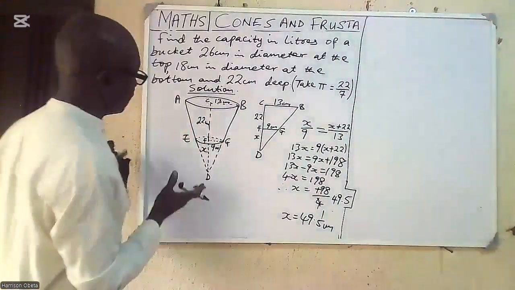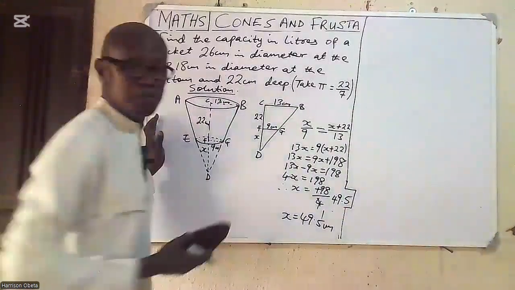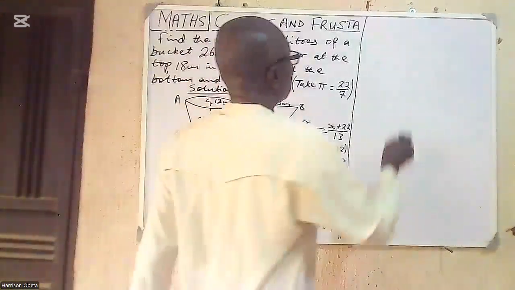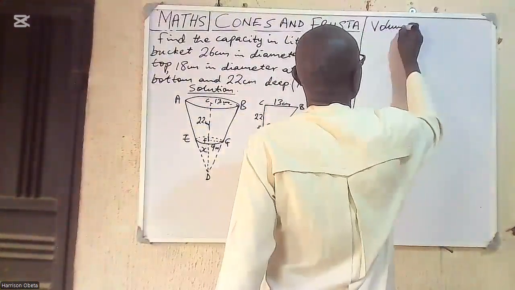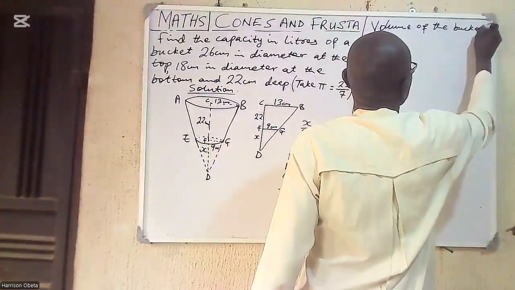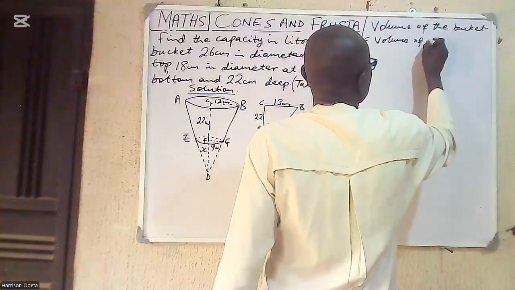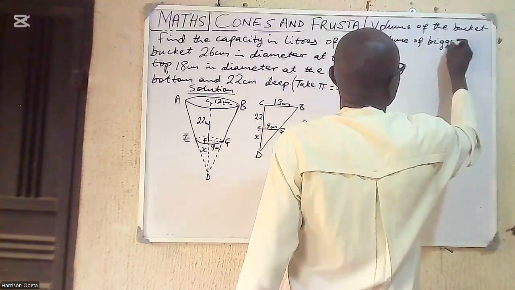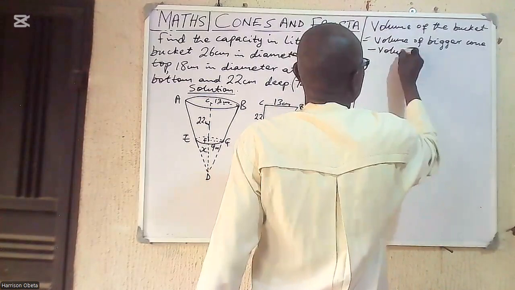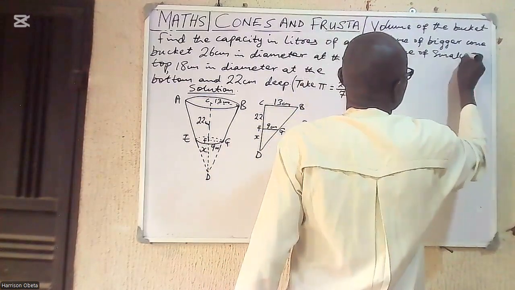So remember we are trying to find the volume of the bucket. For us to find the volume of the bucket, it is the volume of the bigger cone minus the volume of the smaller cone. Volume of the bucket equals volume of bigger cone minus volume of smaller cone.